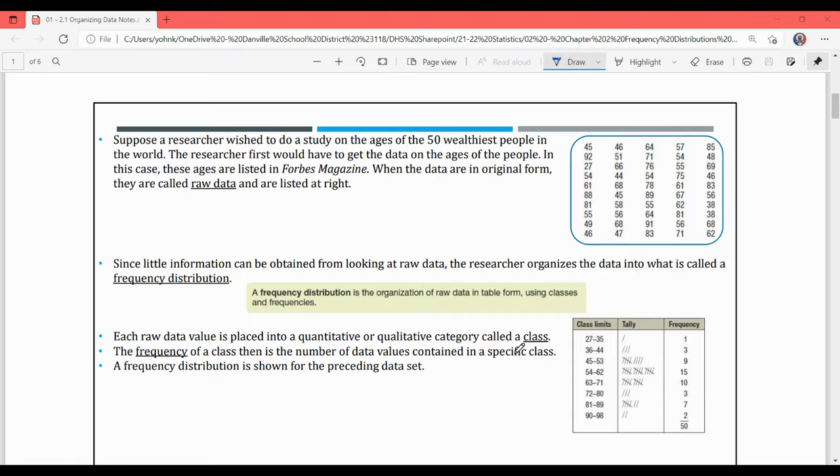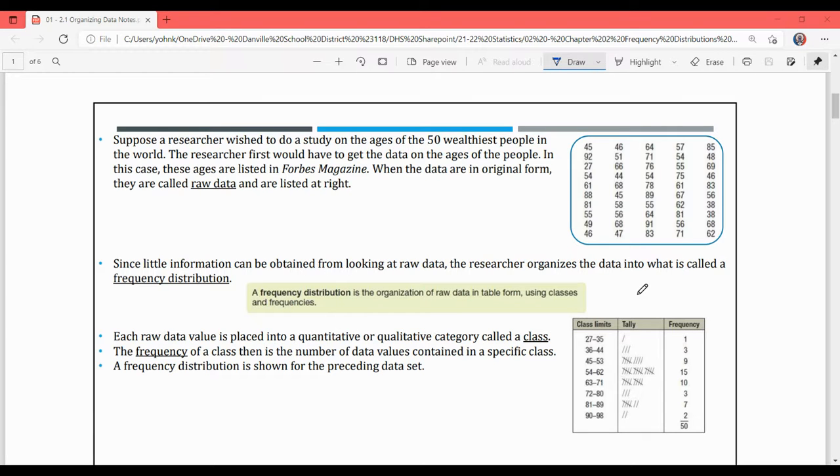So suppose a researcher wished to do a study on the ages of the 50 wealthiest people in the world. The researcher first would have to get the data on the ages of the people. In this case, these ages are listed in Forbes magazine. So over here are the ages. When the data are in original form, they are called raw data and are listed at the right. So here's all the ages of the 50 wealthiest people in the world.